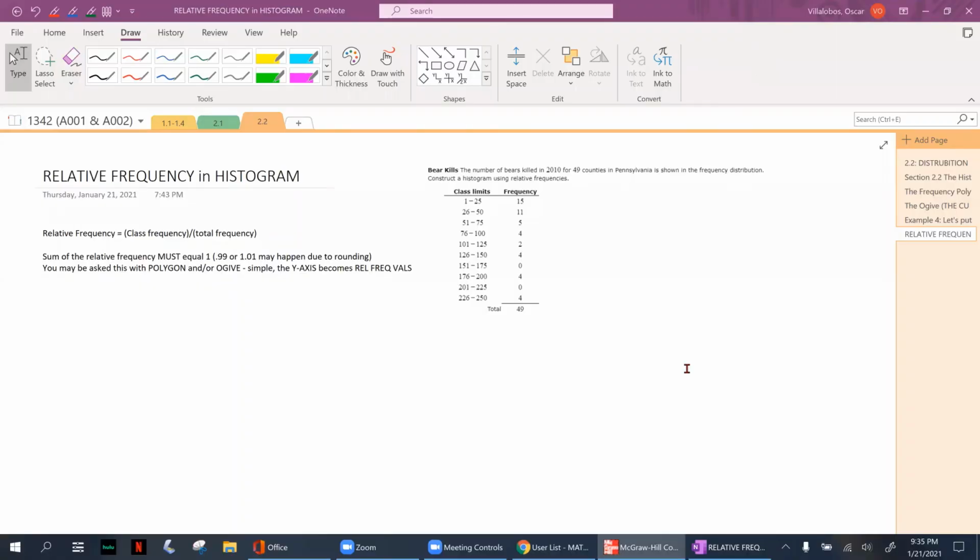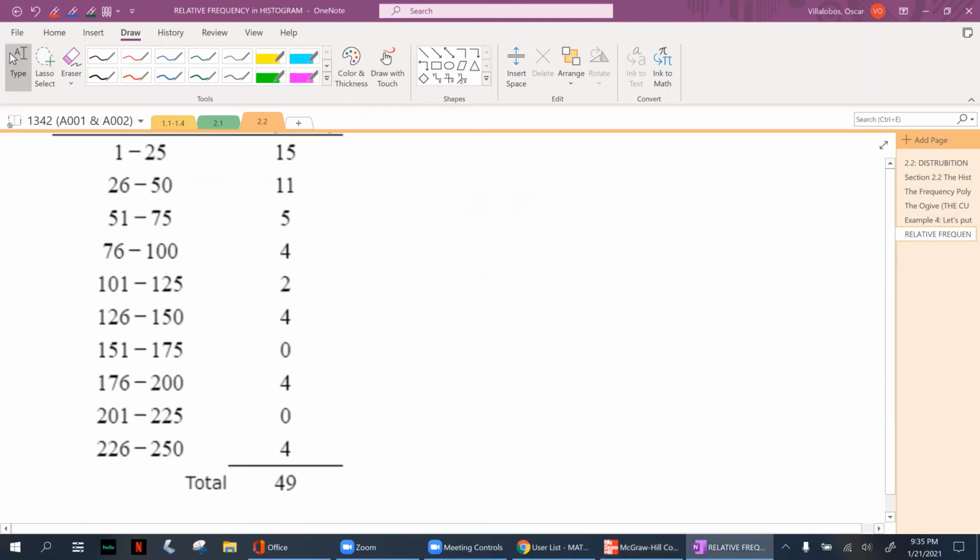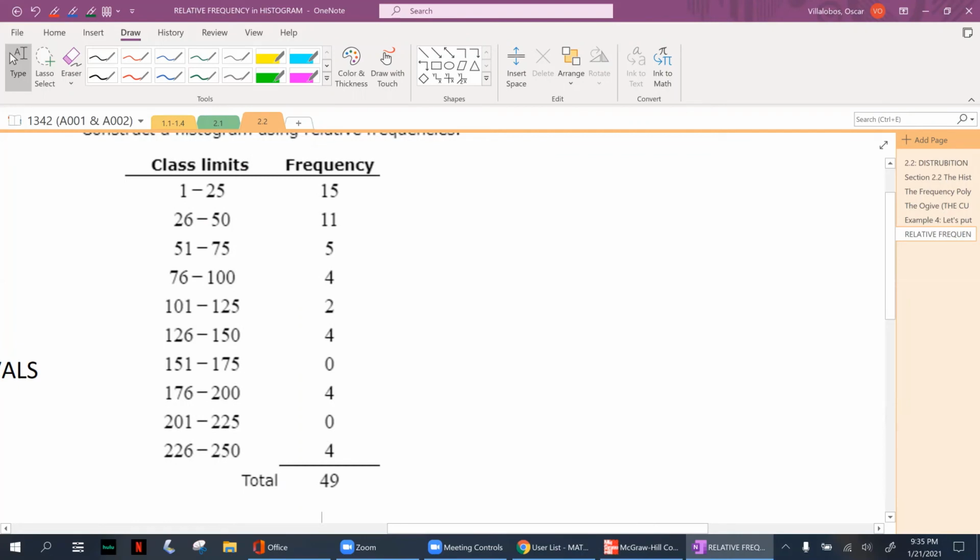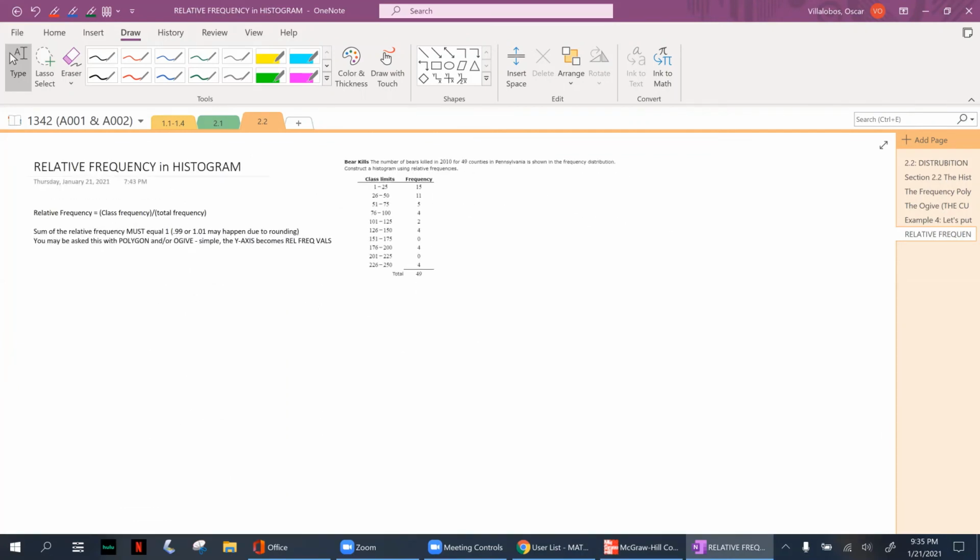To continue the last example, we're going to be dealing with relative frequency. The number of bears killed in 2010 for 49 counties in Pennsylvania is shown in the frequency distribution below. Construct a histogram using relative frequencies. So we're not going to be using regular frequencies. We're going to be using relative frequencies. And what is relative frequency? To find relative frequency for a class, I think I have that here to the left. Yes.